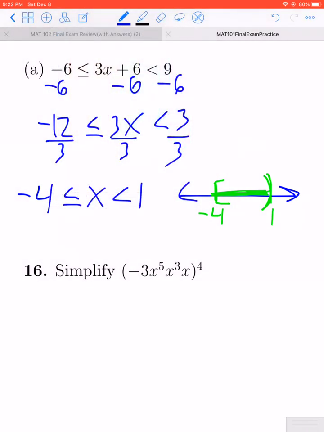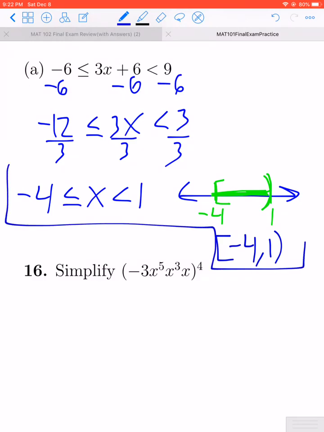So our final answer in interval notation would be the interval from negative 4 to positive 1. The negative 4 would be included, the positive 1 would not be.